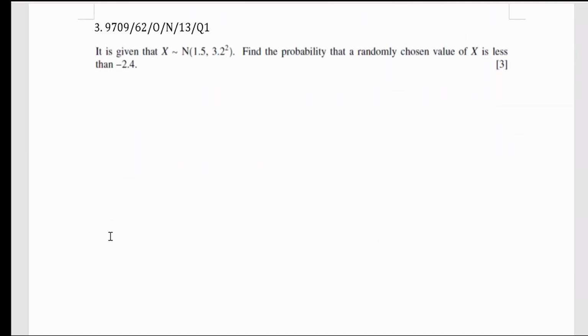Okay, so this is a question from October/November 2013, variant 6.2, question 1, which is similar to the examples we have discussed just now. Do try to find out these questions. And that's all for this lesson on how to use the normal distribution table to find the probability and answering exam questions regarding expected number.